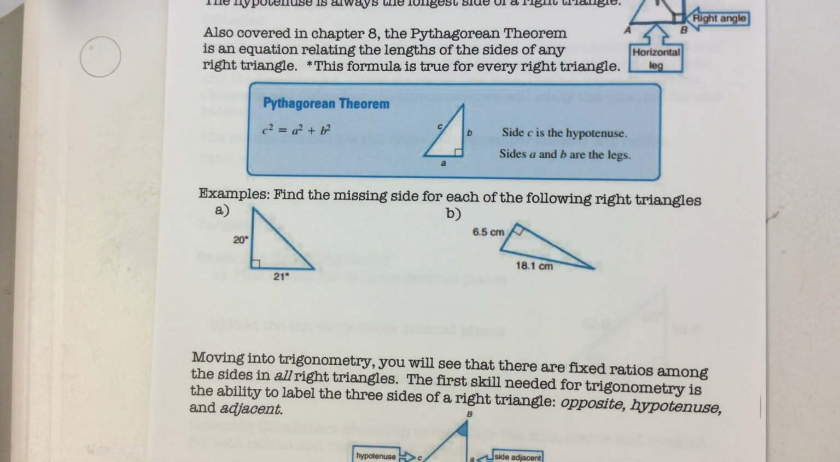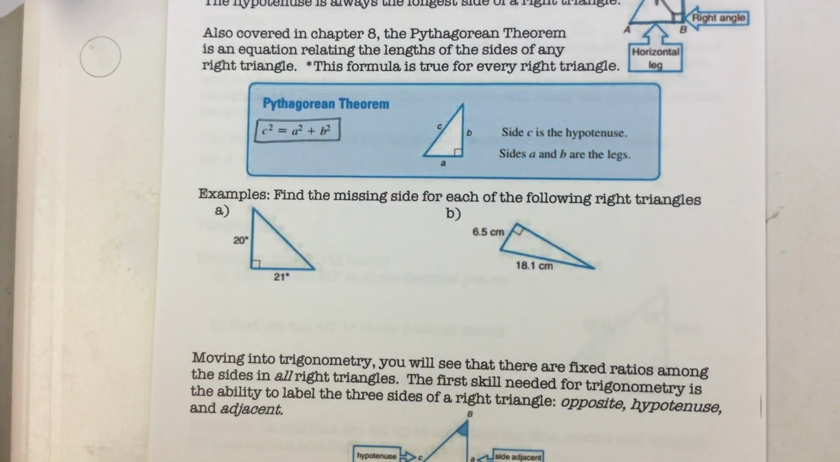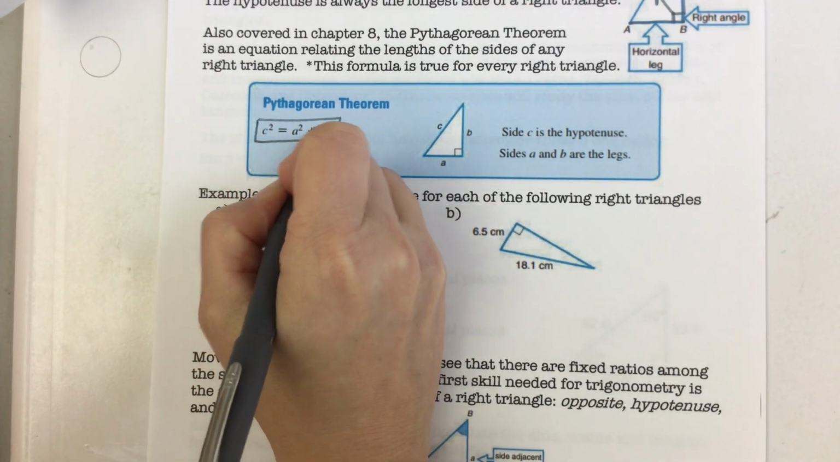Also covered in Chapter 8, we looked at the Pythagorean theorem. The Pythagorean theorem is an equation, and what it does is it relates the lengths of the sides of any right triangle. This formula is true for every right triangle. It doesn't work on scalene triangles and all of those other things. You have to have a right triangle, okay? Here is the formula: A squared plus B squared equals C squared, or you could have C squared equals A squared plus B squared.